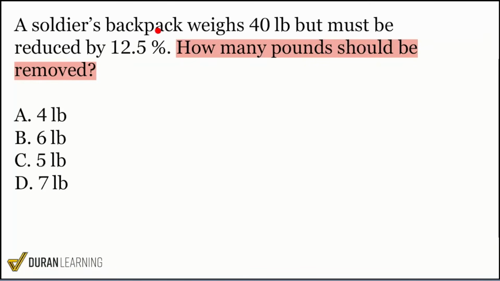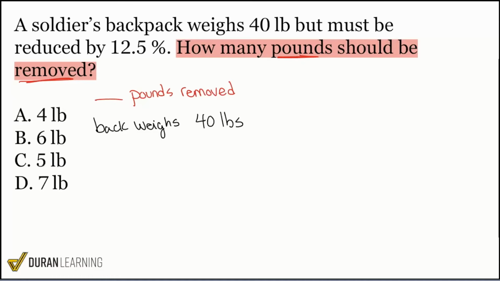So with that, let's see what we say. A soldier's backpack weighs 40 pounds, but must be reduced by 12.5%. Okay, so let's see what we have and what we're looking for. We want to know that we have some pounds that are to be removed. So blank pounds removed. That's what we want to find out. And then we see that the backpack initially weighs 40 pounds. So I'll just say backpack weighs 40 pounds. And then we see here that it says it must be reduced by 12.5%. So I'm going to write that down.